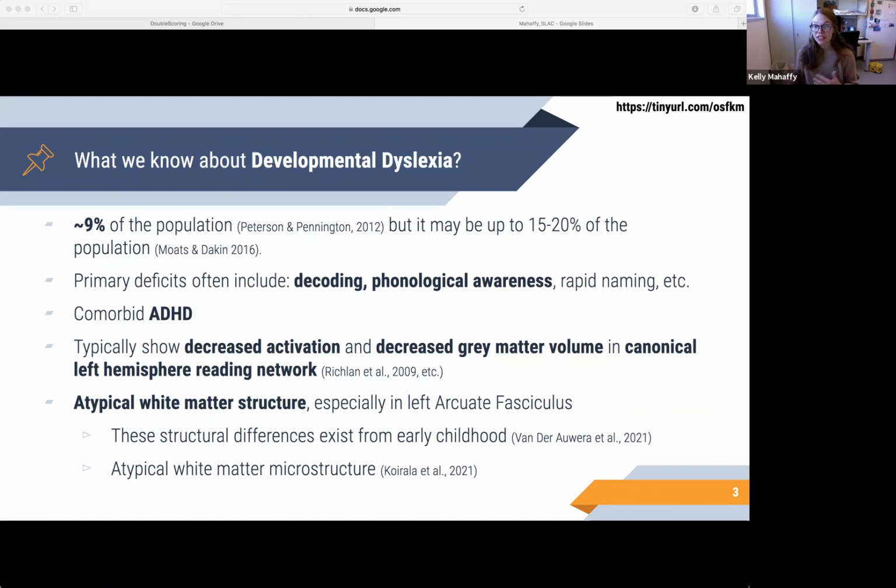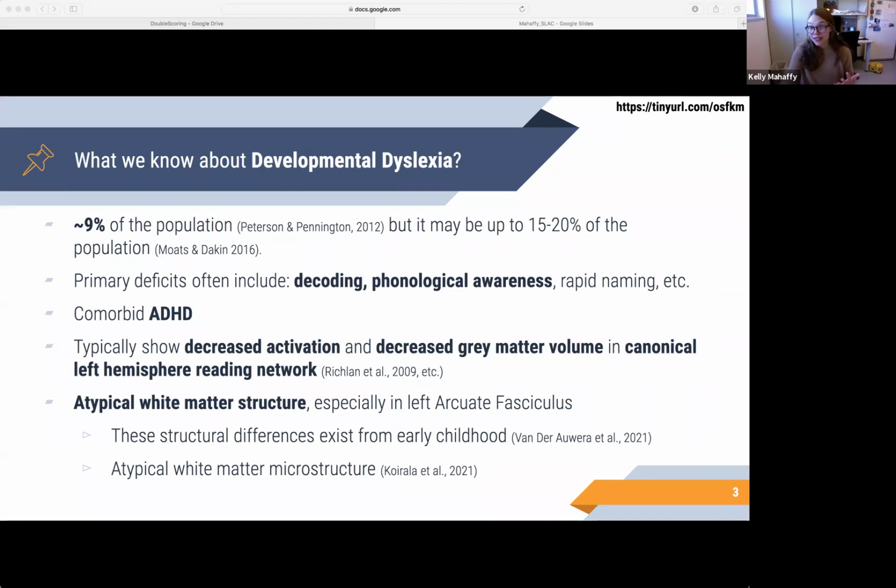There's also been a lot of work done on white matter structure in developmental dyslexia in particular, with a particular focus on the arcuate fasciculus. A few really interesting and cool papers have come out recently. One shows that structural differences in the arcuate fasciculus exist from very early childhood and actually can go on to predict if a child is diagnosed with dyslexia. Another from our own lab has shown that even the microstructure of white matter, in this case, neurite density and dispersion, are altered in those with dyslexia as opposed to typical controls.